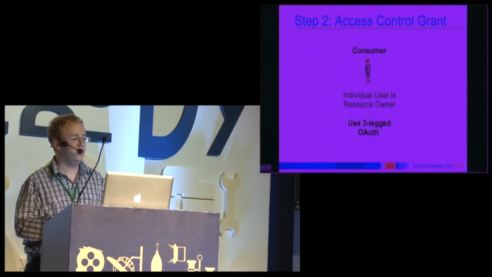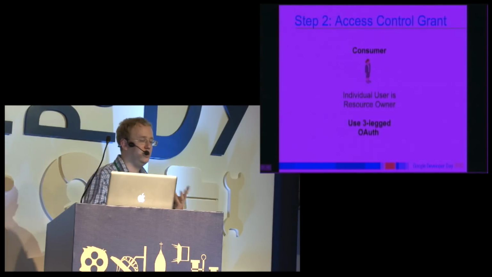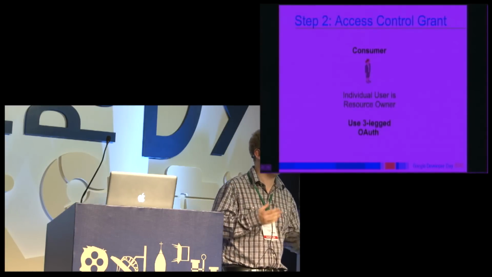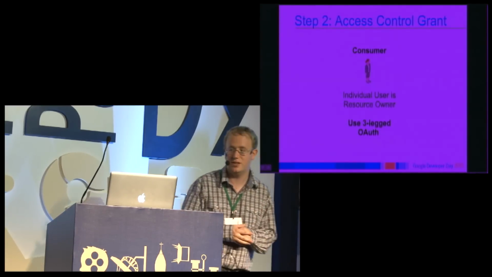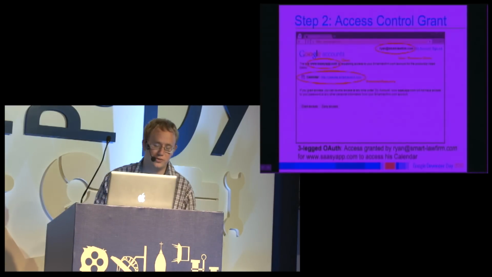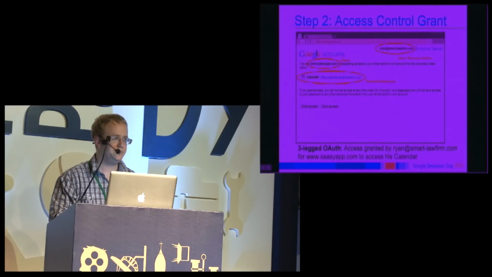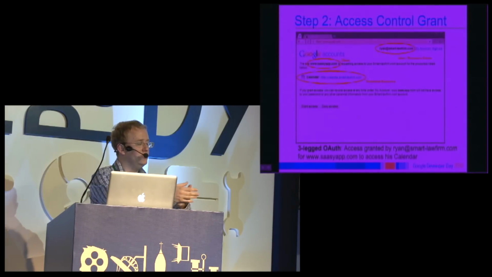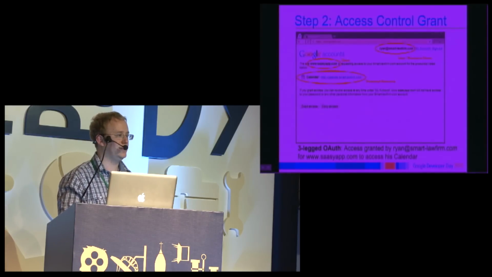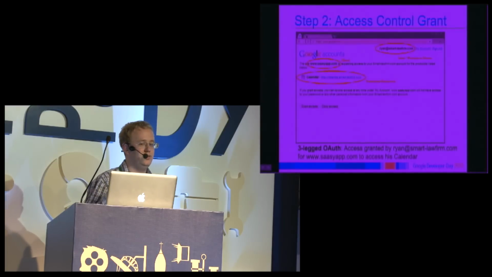So for the consumer, where the individual user is the resource owner, we use what's called 3-legged OAuth. 3-legged OAuth is actually the standard version of OAuth. If you see OAuth out there, they're likely referring to this. And what that means is that there is a series of web redirects where, when the application needs to access the user's data, it redirects the user over to Google or over to Twitter or another provider and says, this application is trying to access this data. Do you as a user approve granting access to the data?